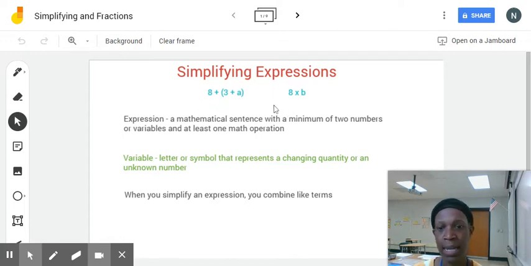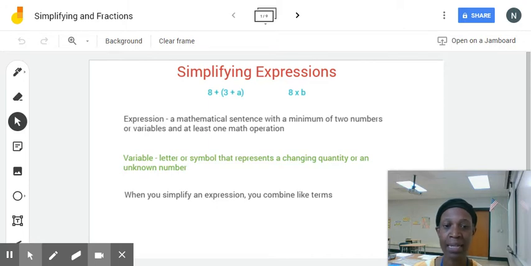What are expressions? Expressions are mathematical sentences with a minimum of two numbers or variables and at least one mathematical operation. So here we have 8 plus 3 plus a. We have at least two numbers or variables, and we have at least one mathematical operation of addition. This one, we have 8 times b. We have at least two numbers or variables, and we have at least one mathematical operation of multiplication. So these two are expressions.